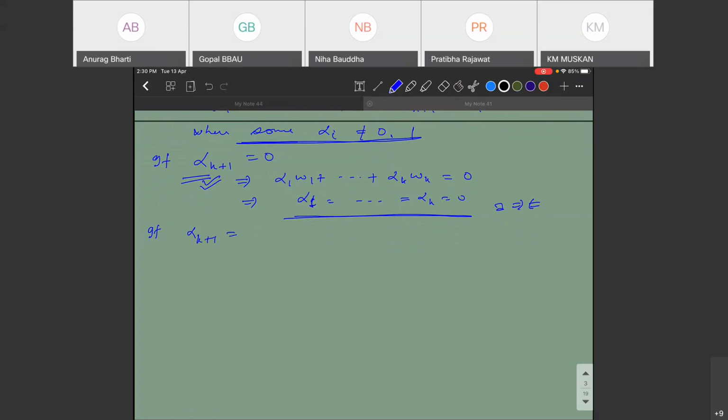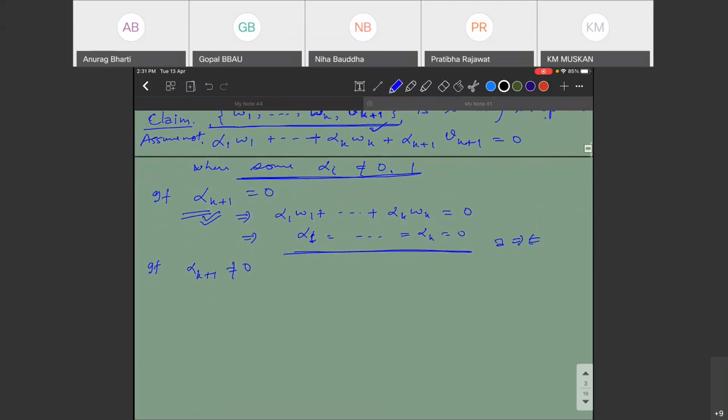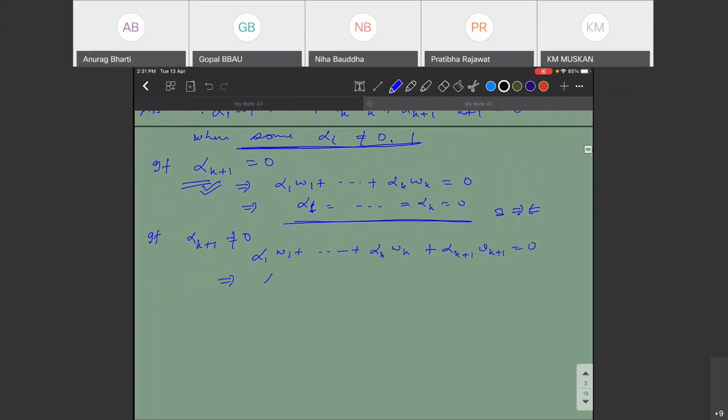So let's assume next thing, that alpha k plus 1 is non-zero. Then you may write from this linear combination, alpha 1 w1 plus up to alpha k wk plus alpha k plus 1 vk plus 1 equal to 0. This implies alpha k plus 1 vk plus 1 equals minus of alpha 1 w1 up to alpha k wk, and therefore vk plus 1 is written in this form, as a linear combination of these w1 to wk.